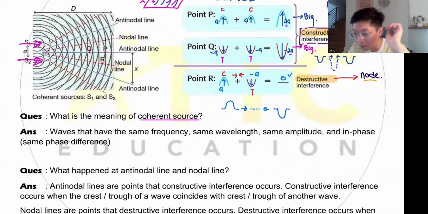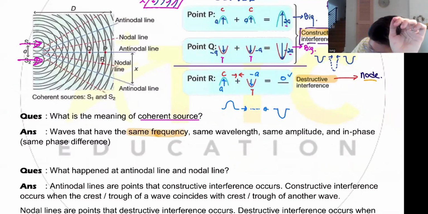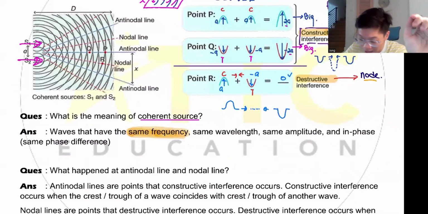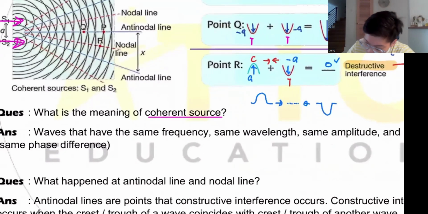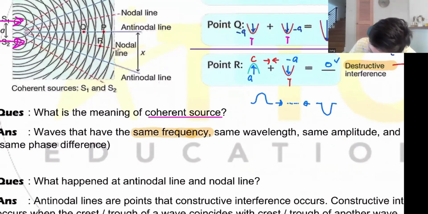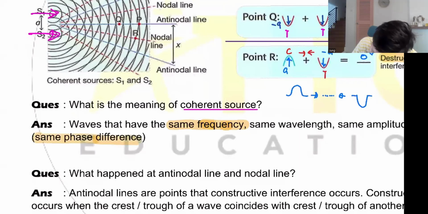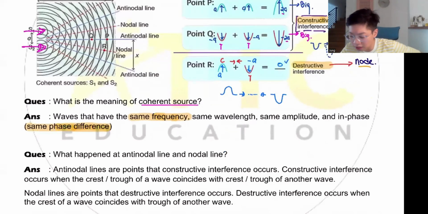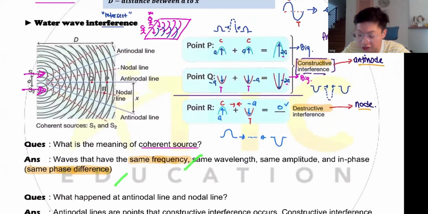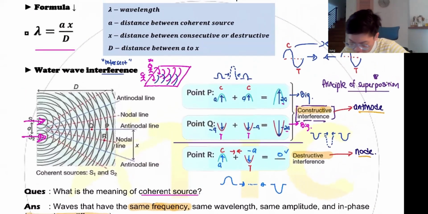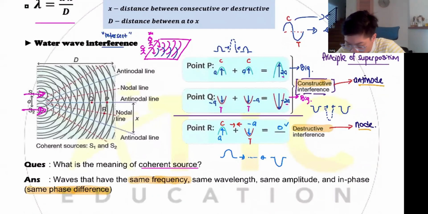Now the most important thing that you have to say is same frequency, and according to your textbook, they will write same phase difference. Whether you remember the same amplitude and in phase, this one is actually optional. Most important is same frequency, same phase difference. Now, what is the meaning of coherent source?